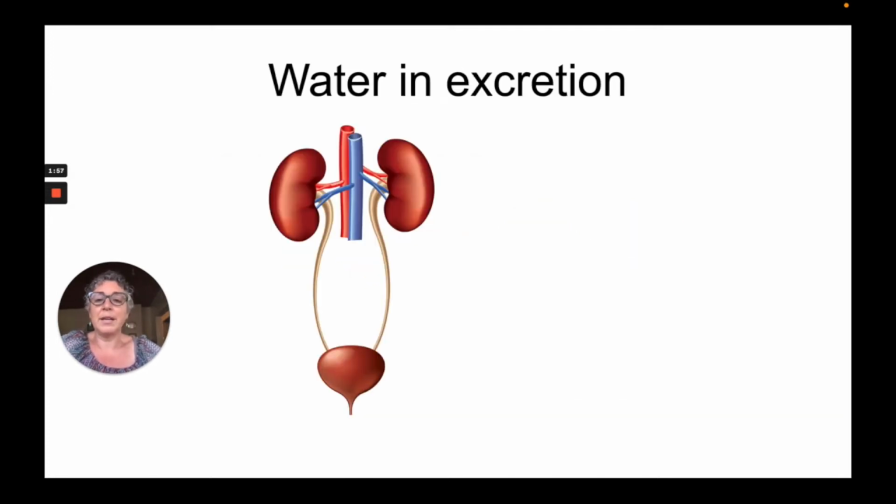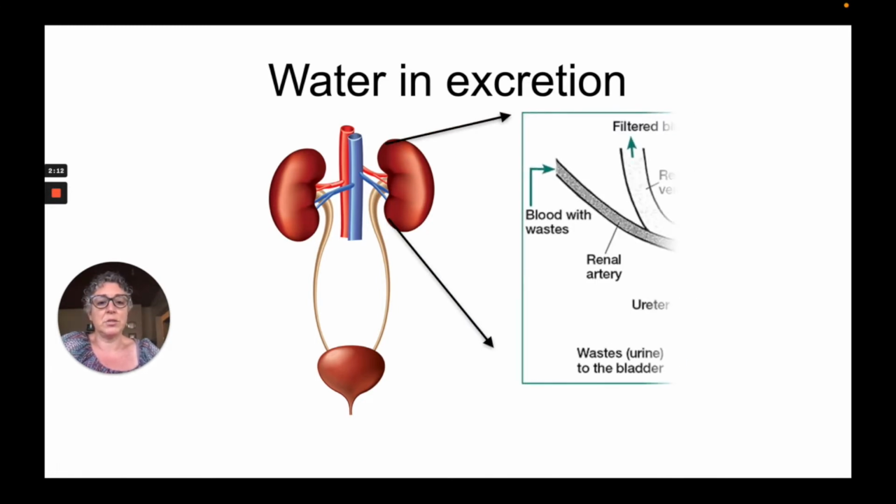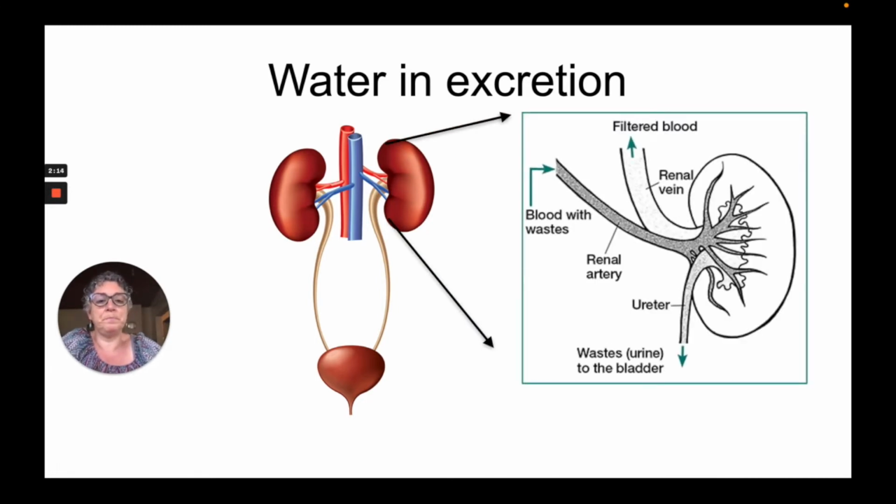All right, water in excretion. Excretion happens in the kidneys. This is where components in the blood are removed, and we are going to look specifically at the role of water in excretion. So in the kidney, blood with waste products like urea and excess salts and whatever water content is in the body travels through the renal artery into the kidney, where the blood gets filtered out.